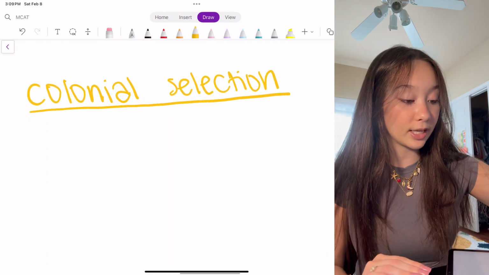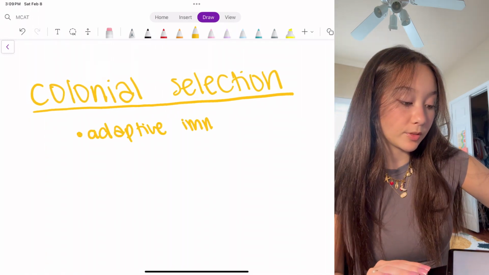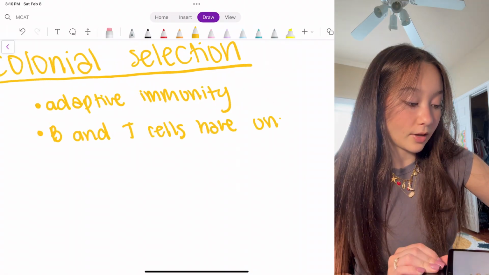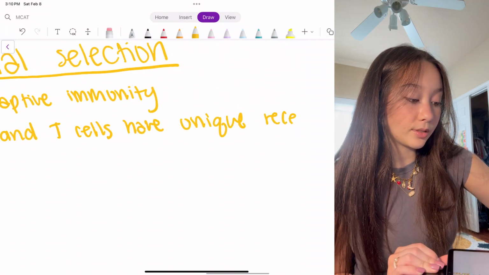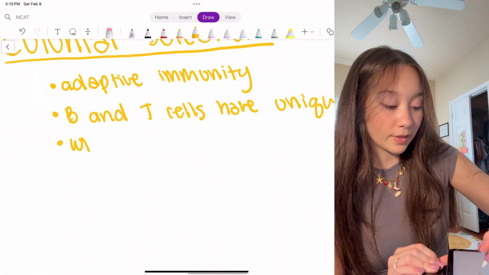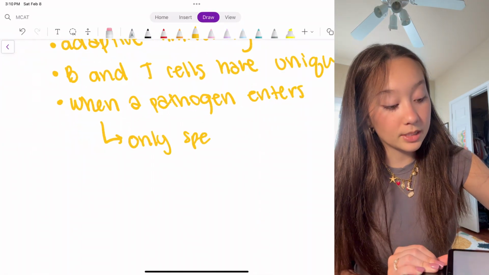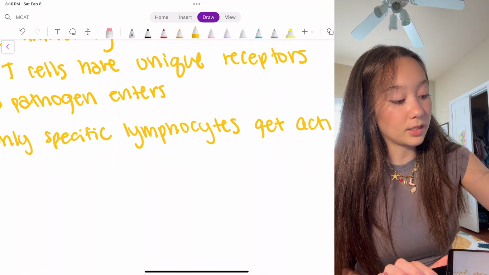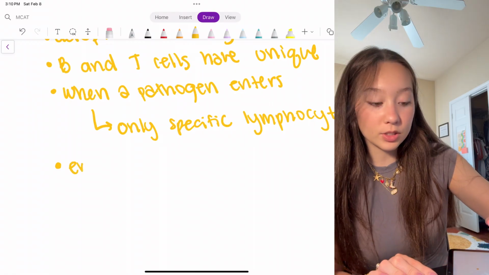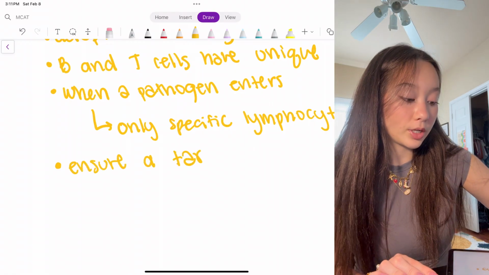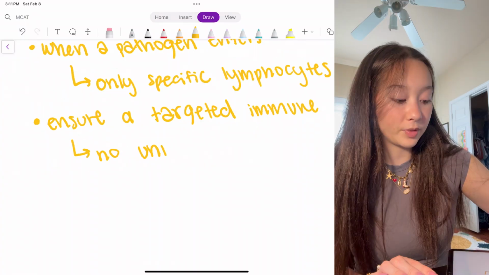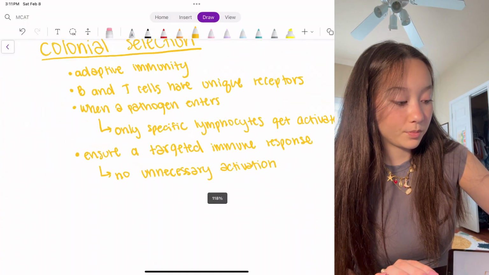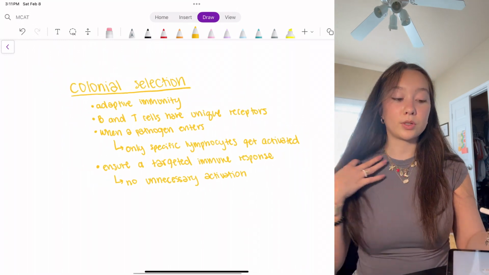So we can kind of write that down in bullet points. So adaptive immunity, we can say that B and T cells have unique receptors. And then we can say when a pathogen enters, only specific lymphocytes, B and T cells, get activated. And the overall goal of this is just to ensure a targeted immune response. This is basically just no unnecessary activation. Okay, that is colonial selection.